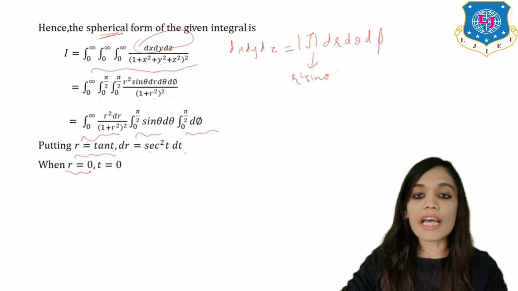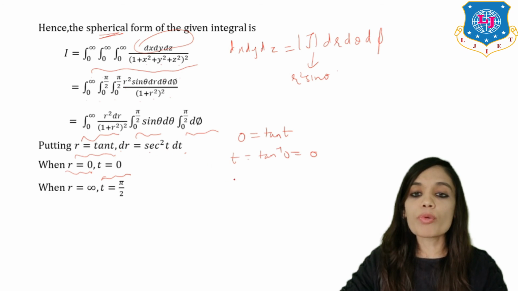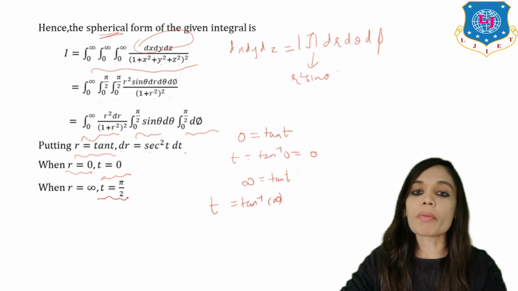Now we are given r as 0, so put r as 0. You will get 0 equals tan t, so t will be tan inverse 0. So you will get the limit t equals 0. Now if you put r as infinity, you will get infinity as tan t, so t will be tan inverse infinity, which gives t as pi by 2. So the limits of r converted to t are 0 to pi by 2.